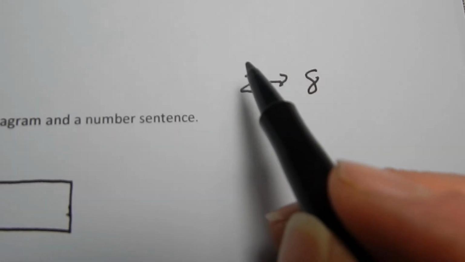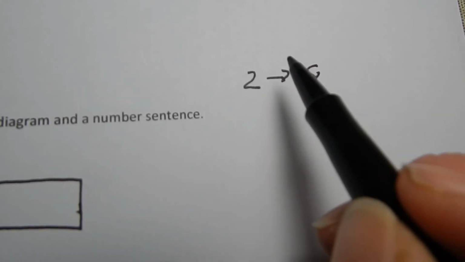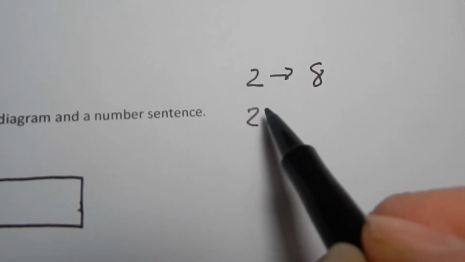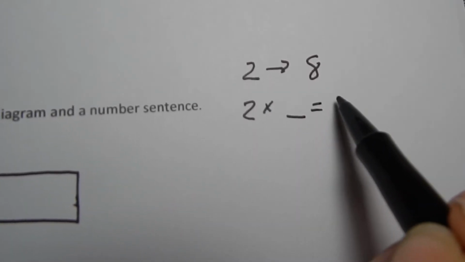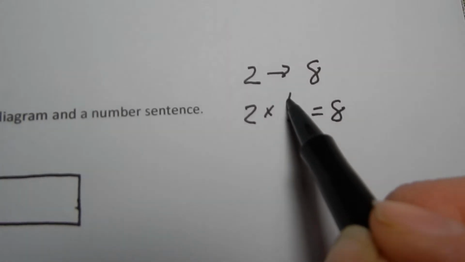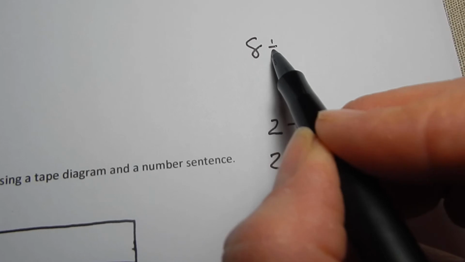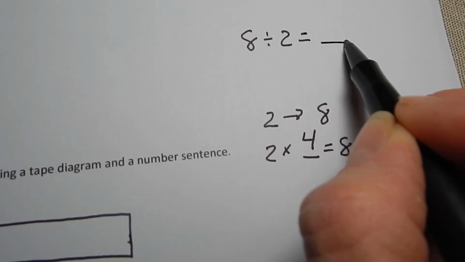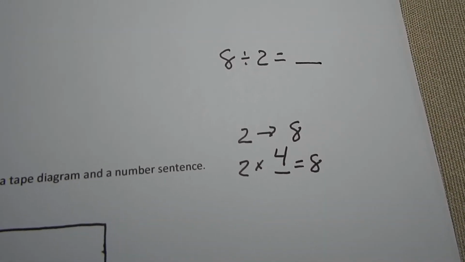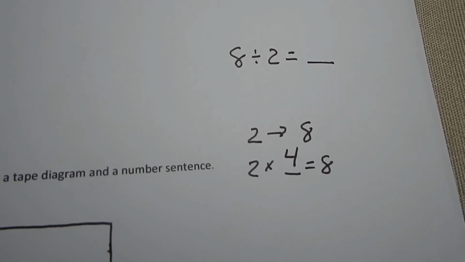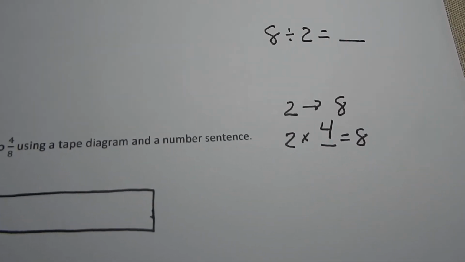Or 8 divided by 2 is going to give me what? I'm looking for that missing number. 2 times something is 8. And you should be able to tell me that it's 4. Again, if you didn't, you could have also said 8 divided by 2 is equal to what number? That would have been fine. That's going to tell you what your conversion is, how you're changing it, what your rule is.